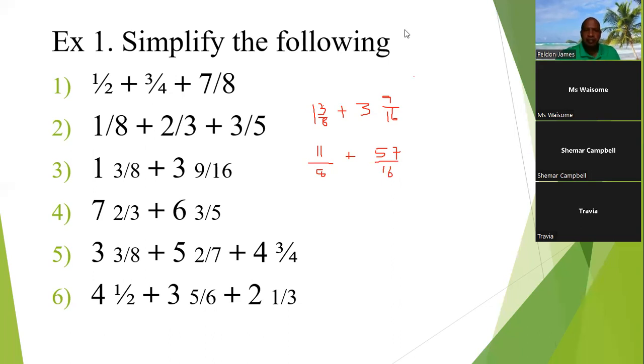Then we would add 11 plus 57. Think, could we do that? Sir, we did just add them knowing that the LCM would be 16, so I just add them and put it over 16. What do you add? 11 and 57. That's where you would go wrong.